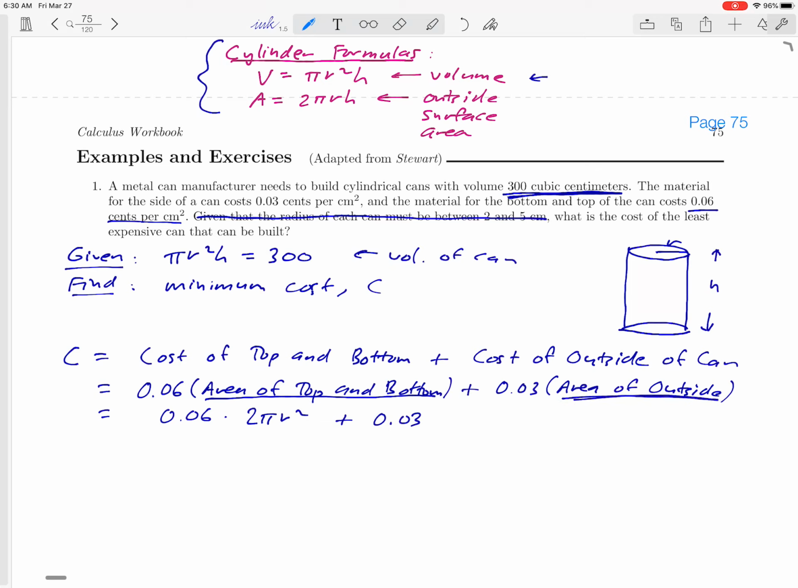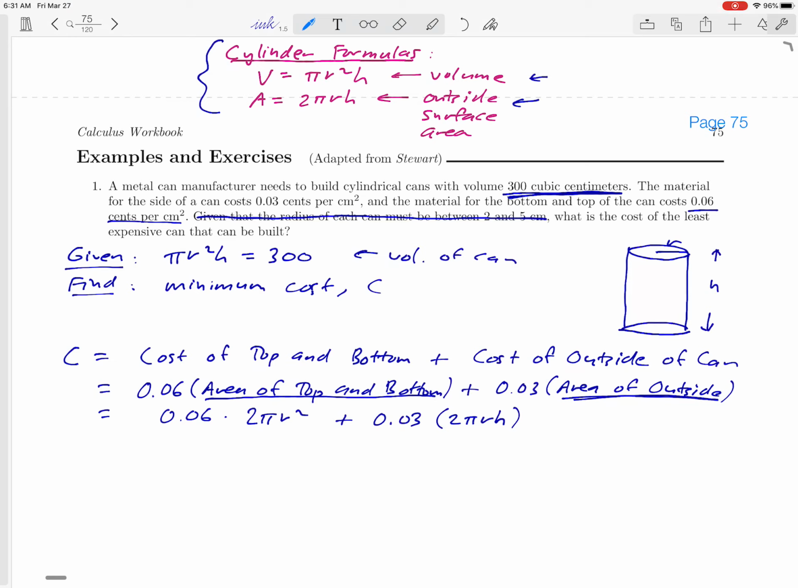All right, and then we need to move over and take 0.03 and multiply it by the area of the outside of the can. Well, here's where we need to maybe go back to our cheat sheet up here at the top. The area of the outside of the can, of a cylinder, is given by 2 pi r h. That's another formula from geometry that we're going to use. So we have a complete formula for the cost, and then we'd ask ourselves, what's the next step if we want to find the minimum value of the cost?